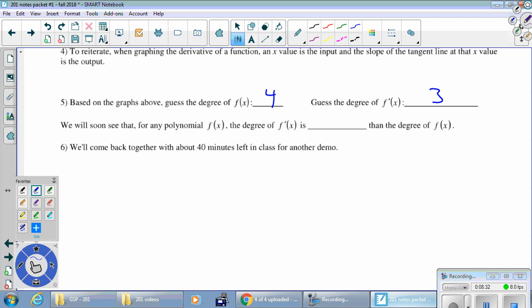And we will soon see that for any polynomial f of x, the degree of f prime is 1 less than the degree of f. Taking a derivative of a polynomial brings you down 1 degree. You don't need to believe that at this moment, but we will see that it is true soon enough. Okay, so go ahead and do the first activity, and then we will come back.